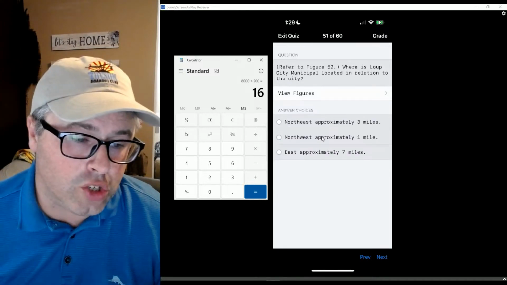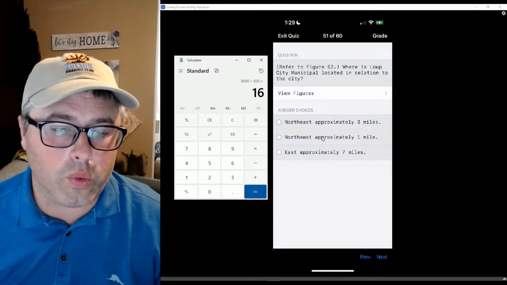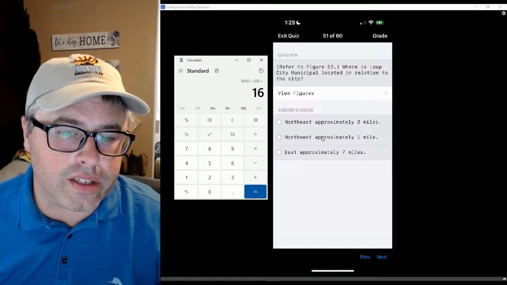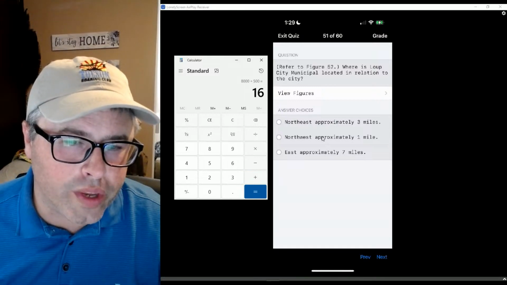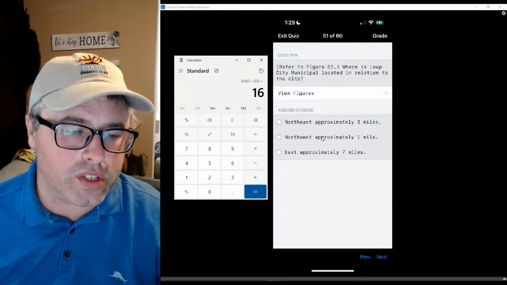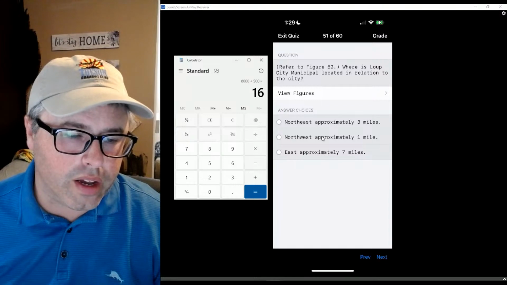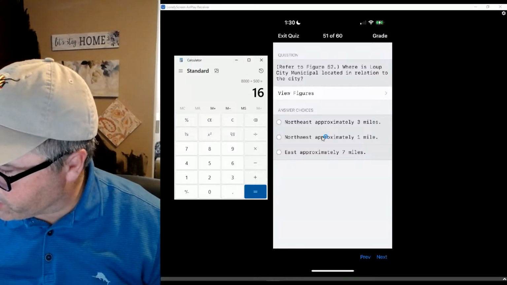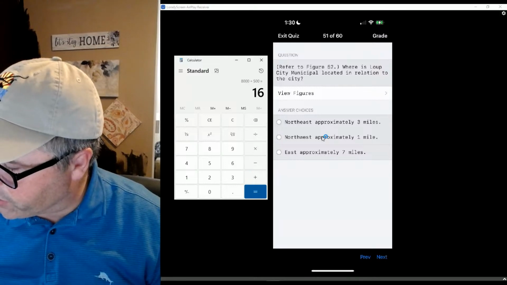Depending on where your glider club is, you may be flying around traffic. Or if you have an emergency, you may have to land at a different airport with other traffic there. Referring to figure 52, where is Loop City Municipal located in relationship to the city? This is going to be an airport facilities directory, the chart supplement.